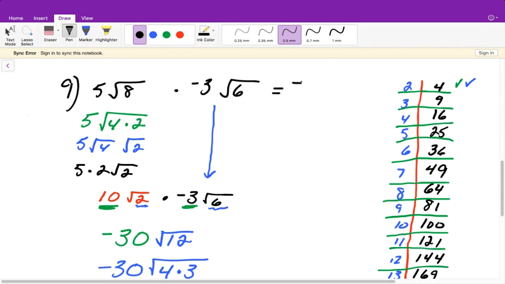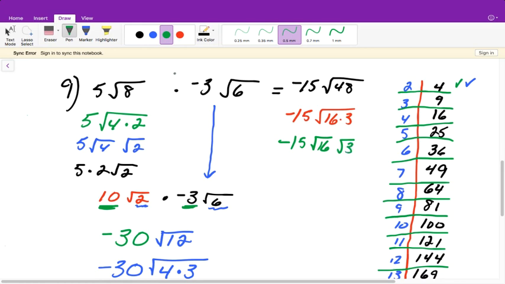So 5 times negative 3 is negative 15. 6 times 8 is 48. I can see that 16 goes into 48 3 times, and 16 was a perfect square. I can go ahead and separate them. So 16 times 3. And then it will give me negative 15 times 4 times the square root of 3, which is negative 60 times the square root of 3.